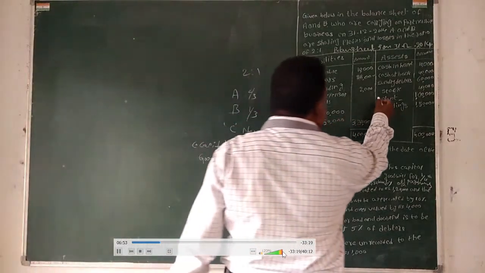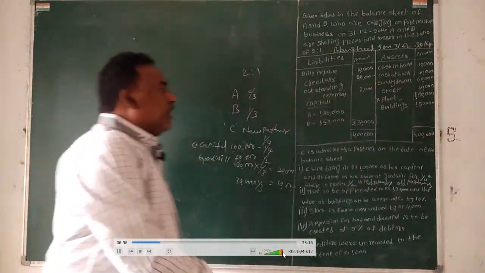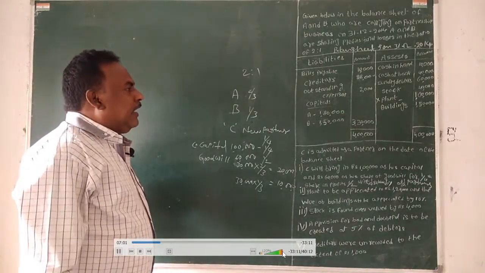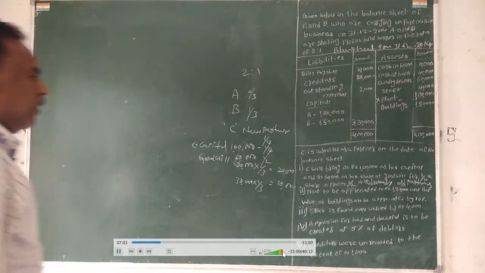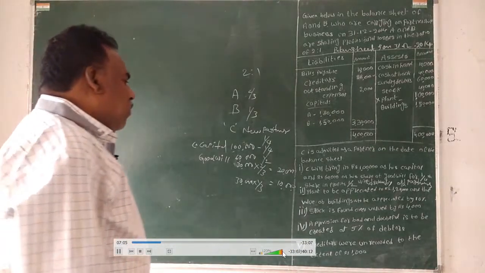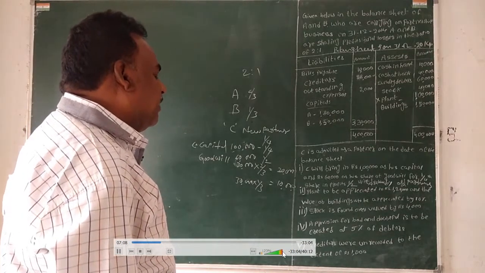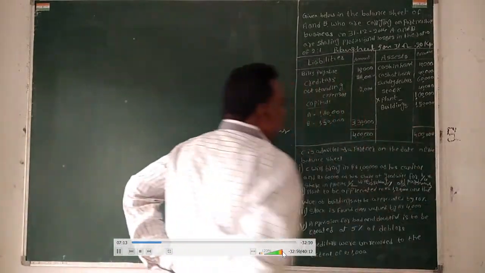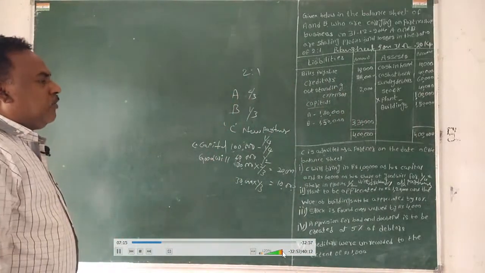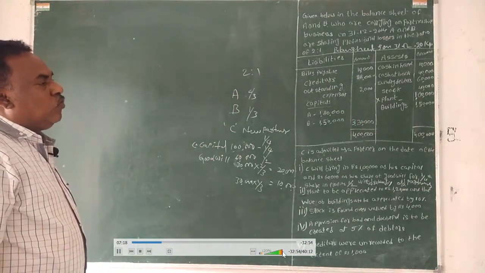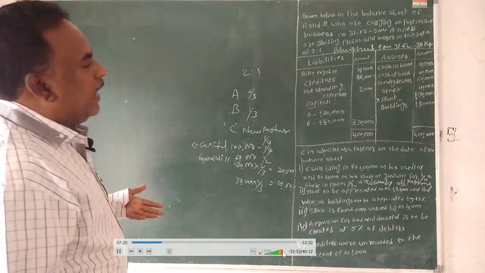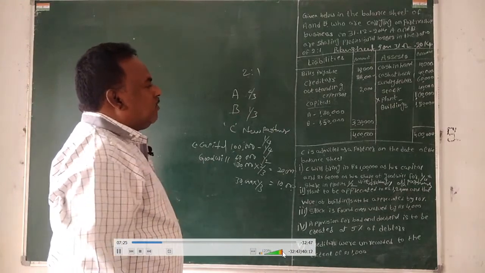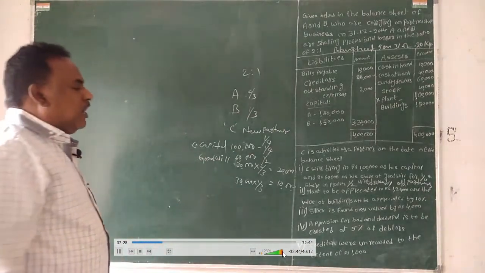Then stock is found to be overvalued by 4,000. 4,000 rupees is excess, so it must be reduced. So now the stock value will be shown as 36,000 rupees only.